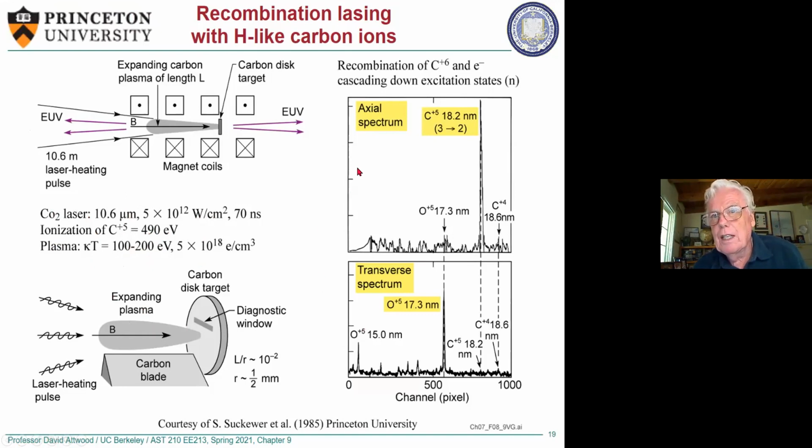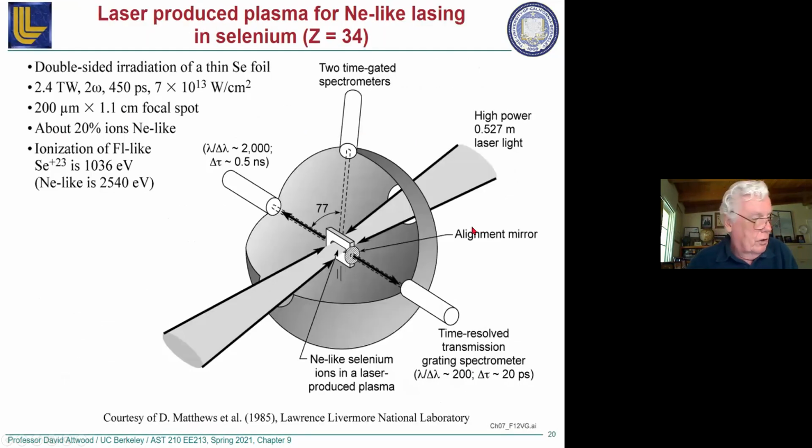But what's interesting is when they looked at the spectrum on axis and off axis, they looked at the spectrum of light coming out twice. In the axial direction, there was this really strong line at 18.2 nanometers, the transition we talked about in a moment. Whereas if you look in the transverse direction, it wasn't there. There were some other lines observed, but this one isn't there. It's because it's not amplified. So that's all I was going to say about the early Princeton results.